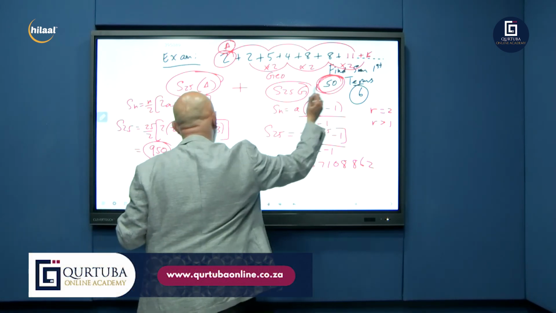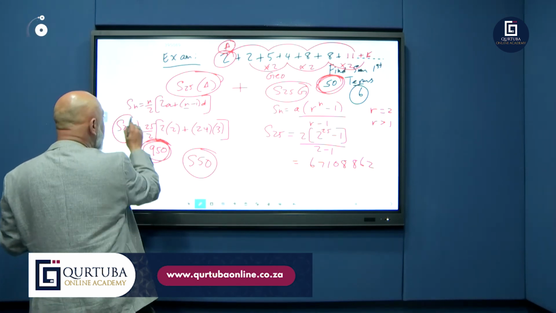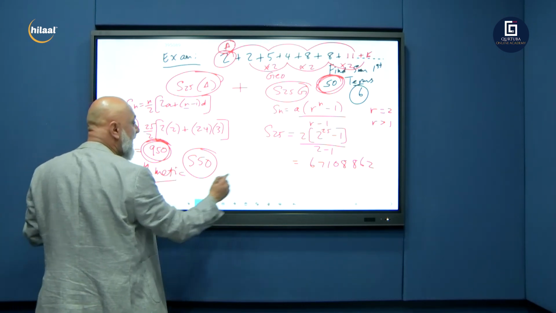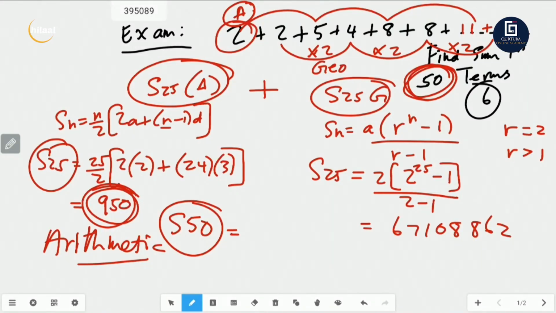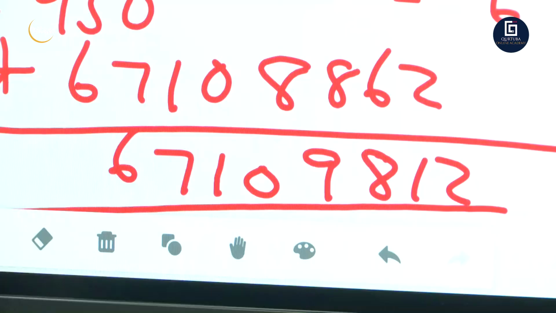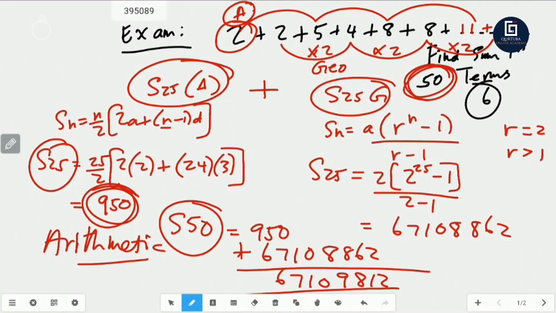Remember, sum of 50 terms is going to be the S25 in arithmetic, 950, plus the 6710862. Here's your final answer. 6710862 plus 950, and we get 67109812. And there we go. That is your final answer, and that is the sum of 50 terms.